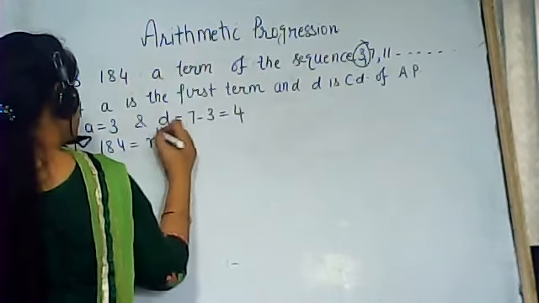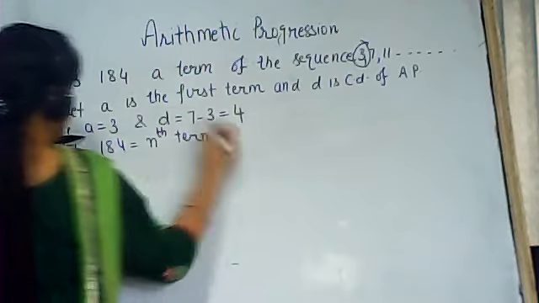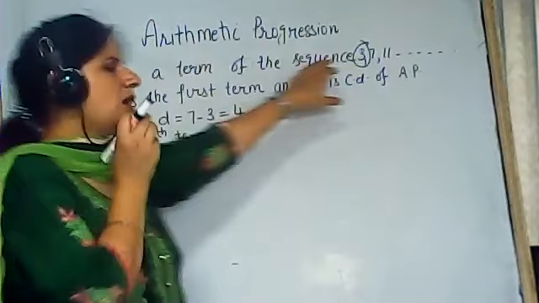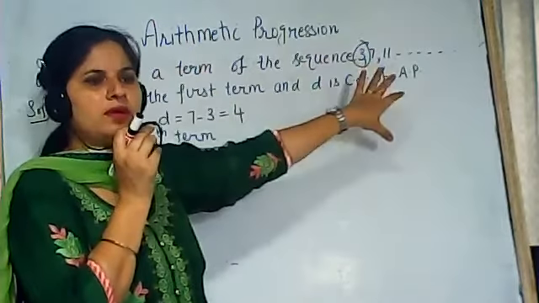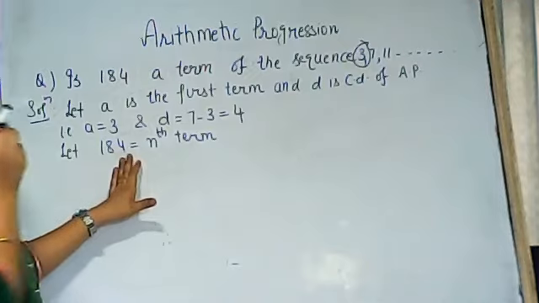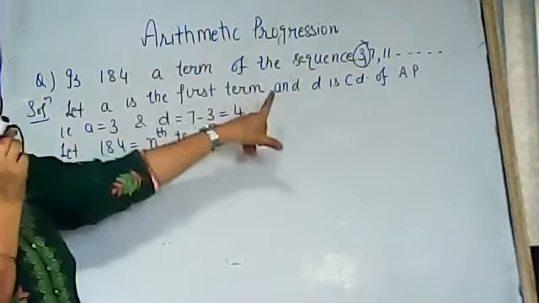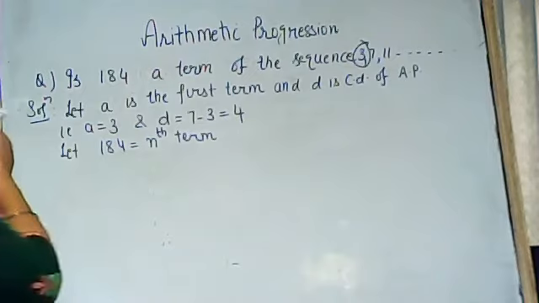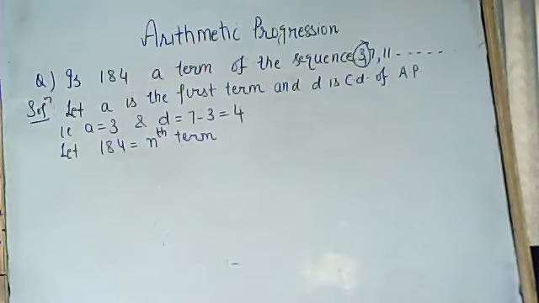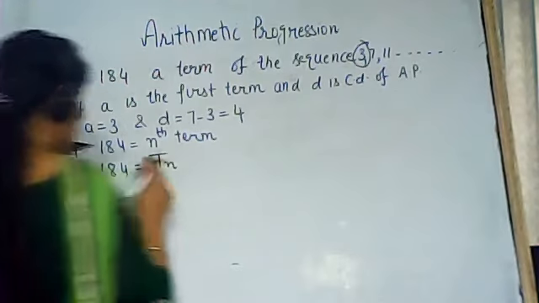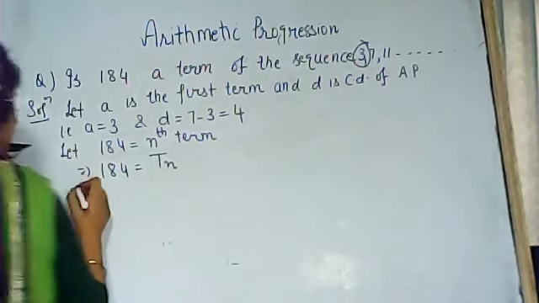Now let us consider 184 as our nth term. Actually, we want to check whether 184 is a term of this particular sequence or not. So we have assumed that 184 is a term of this sequence and it is our nth term. This is our assumption. Now let us check with the simplification whether our assumption is true or wrong. It means 184 is equal to Tn, where Tn means the nth term.